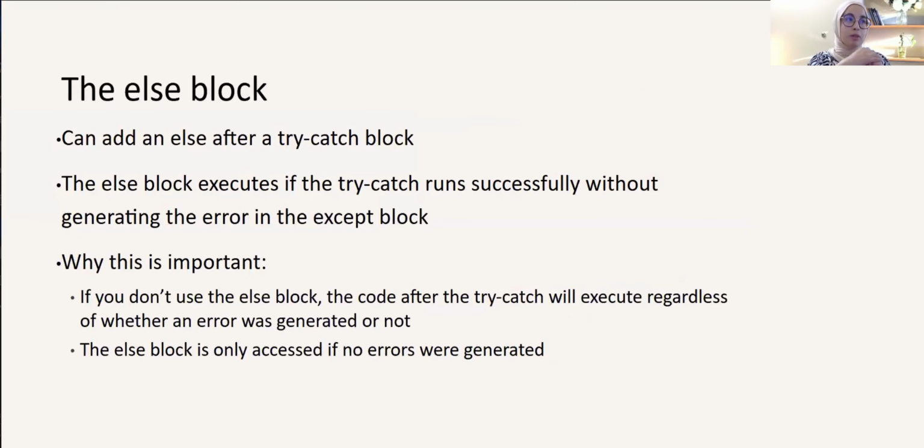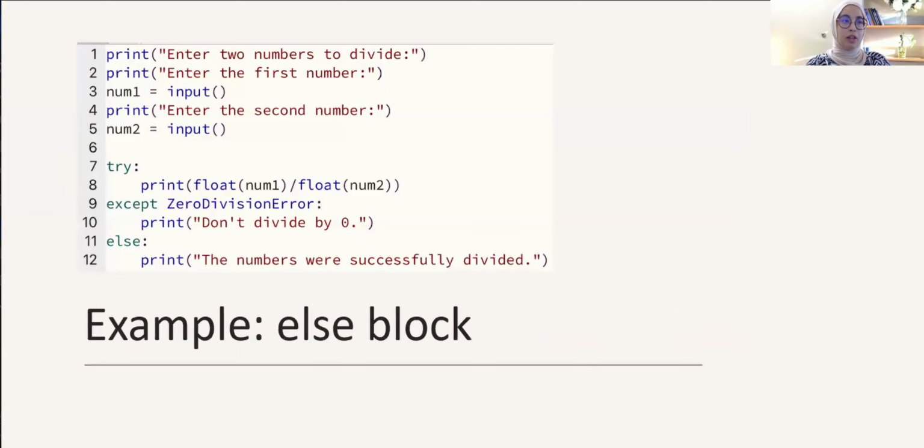Now the else block can be added after the try except block, and the else block executes if the try runs successfully without generating an error in the except block. Why is this important? If you don't use the else block, the code after try except will execute regardless of whether an error was generated or not, and the else block is not accessed if no error was generated. So this is another example of an else block.